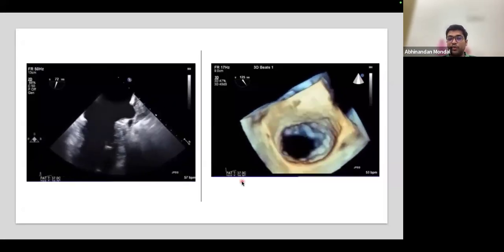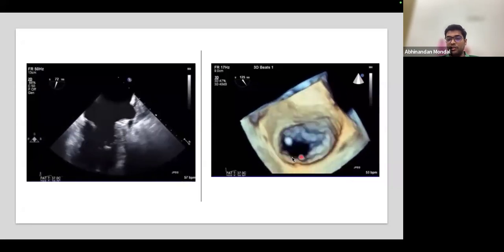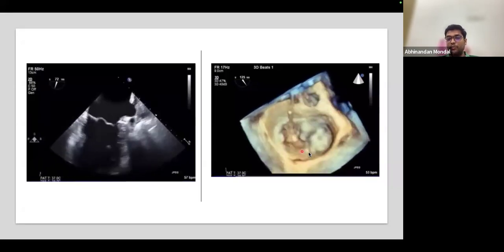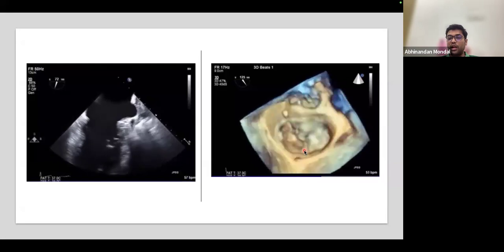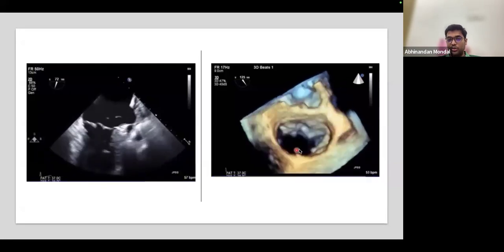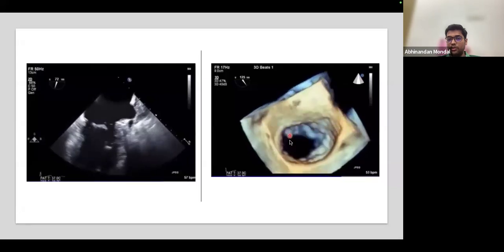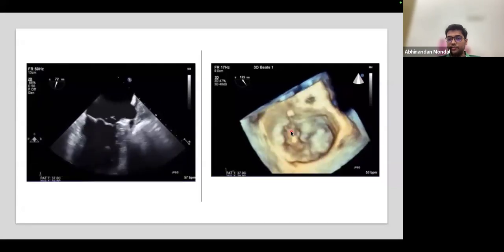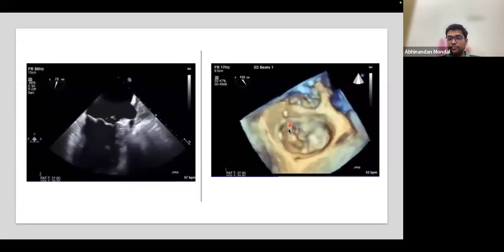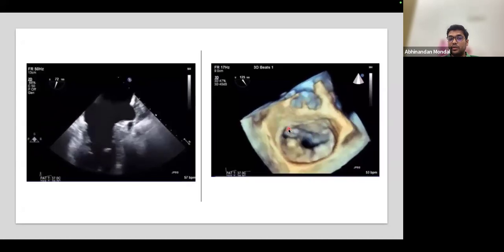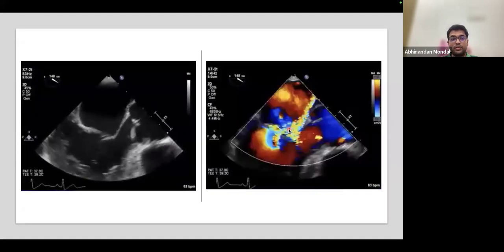But if we put 3D, you can appreciate over here that the problem is with both P1 and P2. You can see this is the tip of your chordae, a ruptured chordae. This is a 3D en-face view of the same patient. Now next patient.